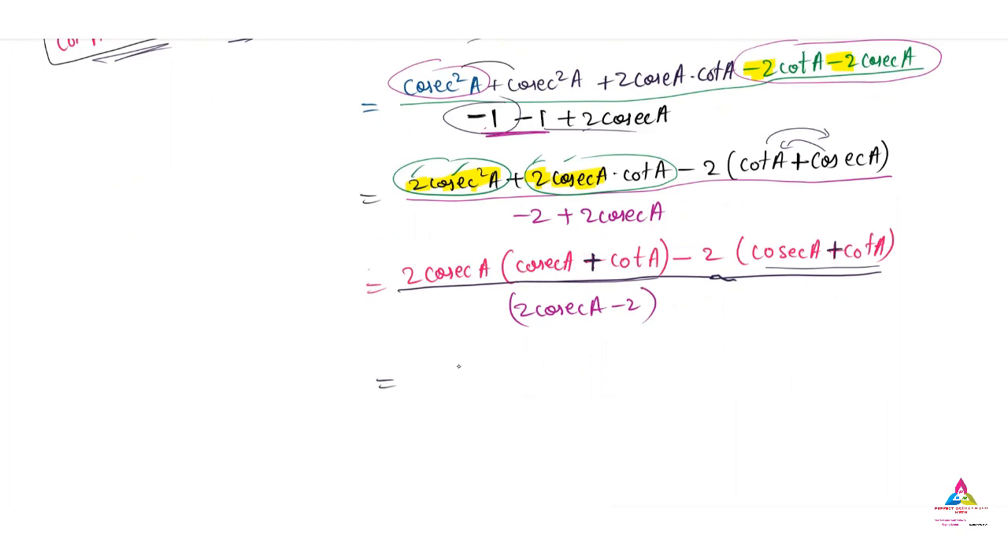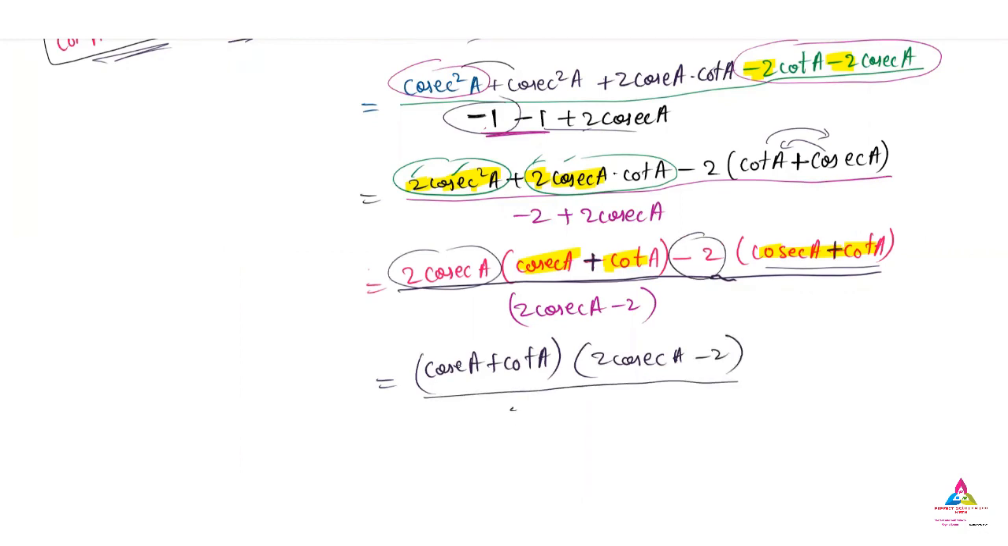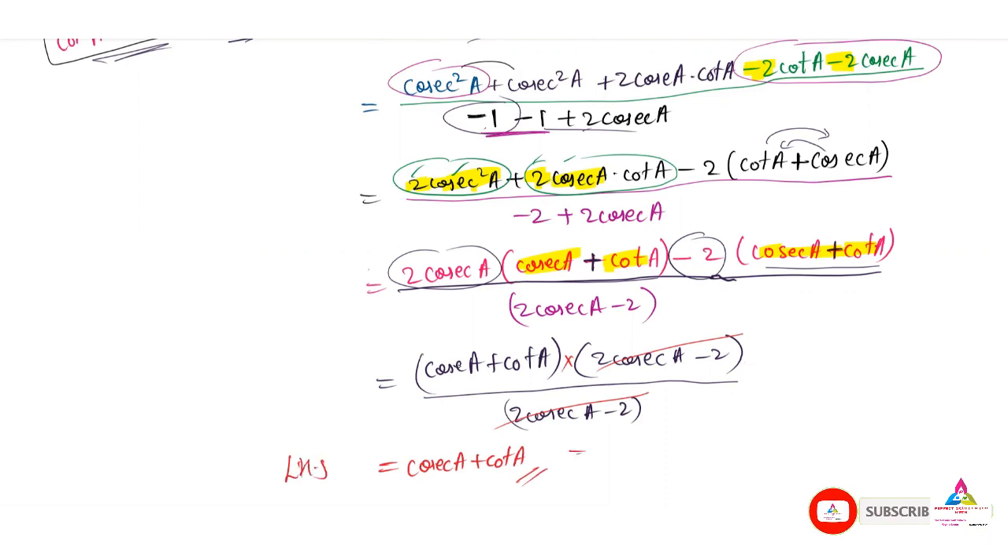So remaining will be, see, cosecant A, cot A. Here also cosecant A, cot A is common, so I can write cosecant A plus cot A, and remaining will be 2 cosecant A, and here minus 2, and down also we have the same thing, 2 cosecant A minus 2. So obviously this 2 cosecant A minus 2 will cancel, because in between we have a division. So the final answer is cosecant A plus cot A. That is your left hand side.